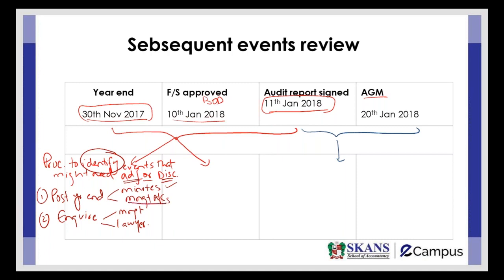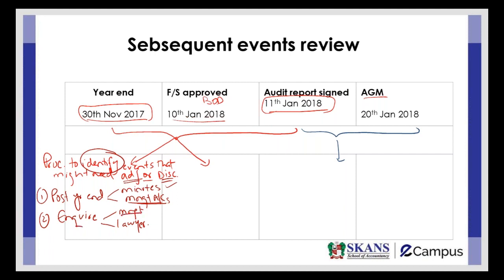You should also look at post-year-end management accounts. Guys, management accounts are the monthly accounts that management makes for itself for decision making. If something bad has happened or if a huge event has happened, it would be reflected in the management accounts as well. So from the 30th of November until the 11th of January, I have to keep looking at the minutes and keep looking at the management accounts in the effort to identify anything that might require an adjustment or disclosure. I could simply keep asking the management as well.